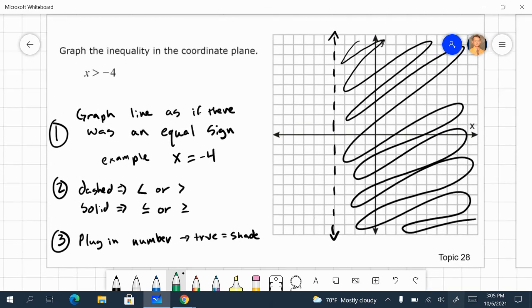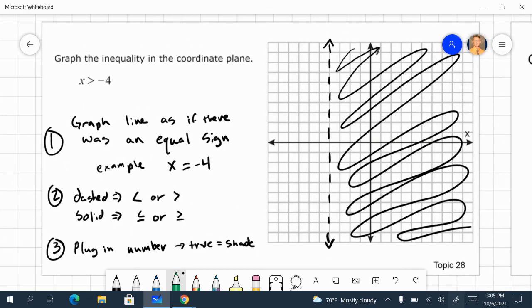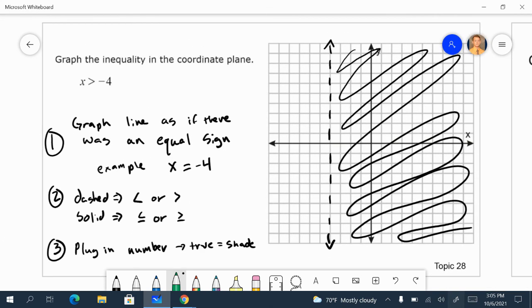Okay, topic number 28. We're getting a little bit more intense with the difficulty here. It wants us to graph the inequality on the coordinate plane. I have 3 steps written down. I expect you to have these written down as well. Step number 1, graph the line as if there was an equal sign. For example, x equals negative 4. Now, when I graph it, I'm going to do a dashed line because we have an inequality without an equal sign. That's one of the main rules we have to do.